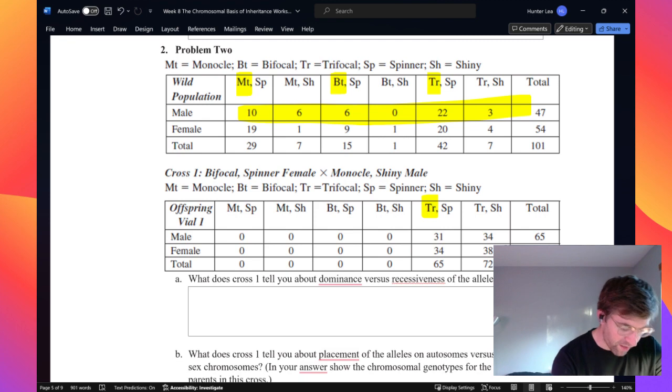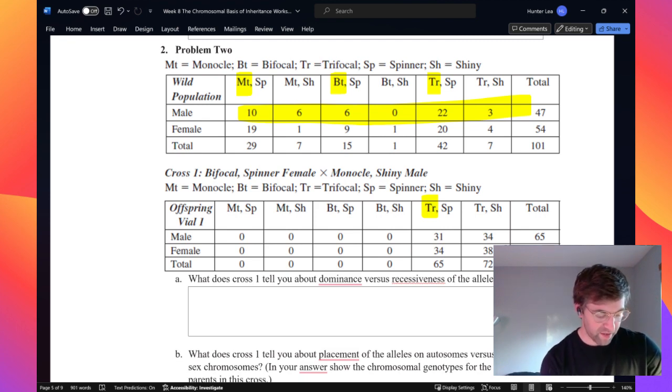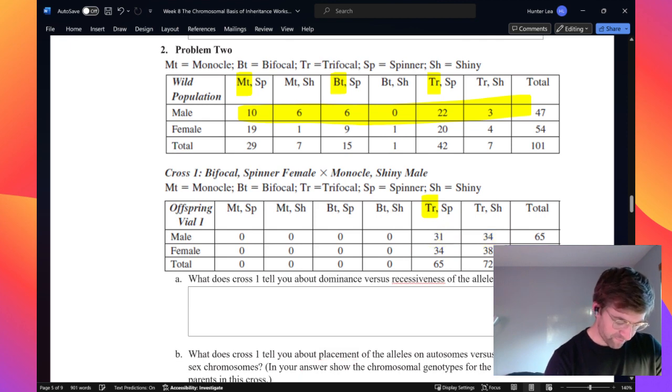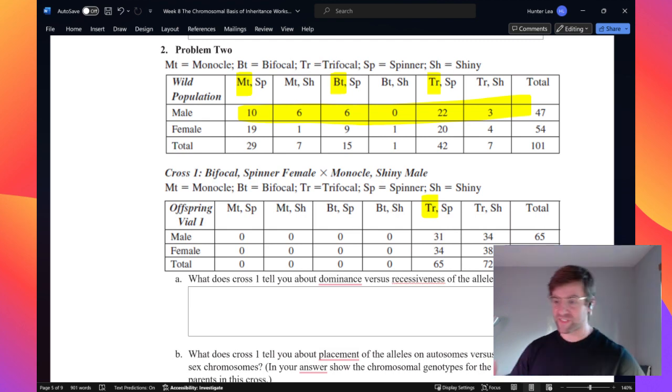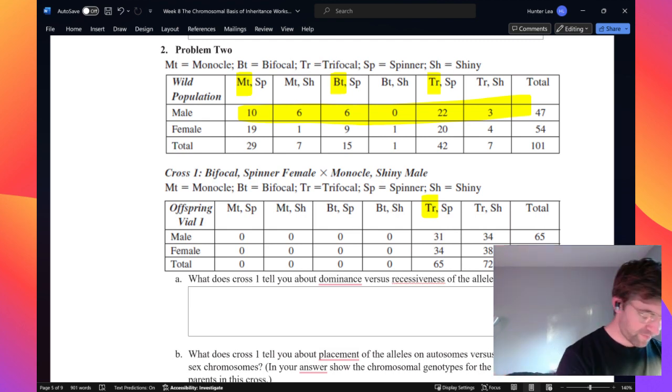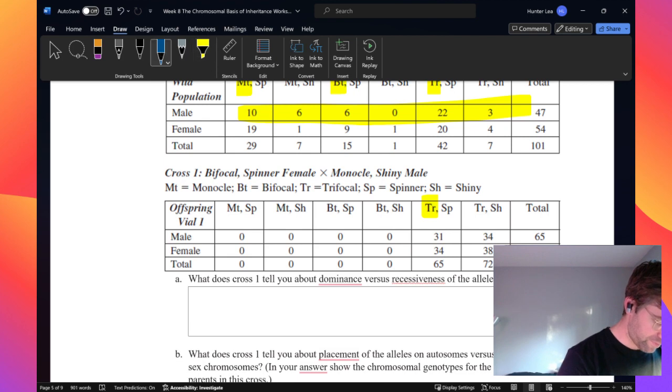But in our first cross, where we're crossing a bifocal spinner female times a monocle shiny male, we have absolutely zero monocles or bifocals. We have only trifocals. So what that tells me is that monocle and bifocal must be codominant, and the heterozygote creates some new trait, which is that trifocal.